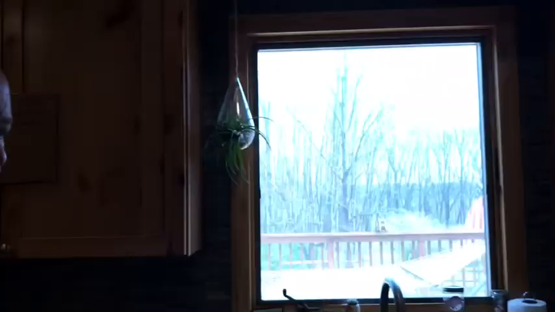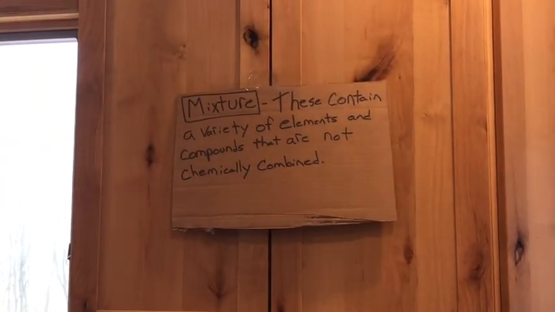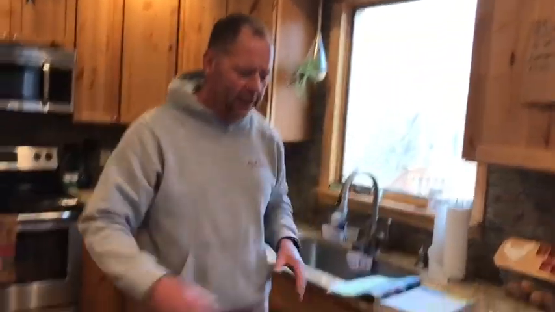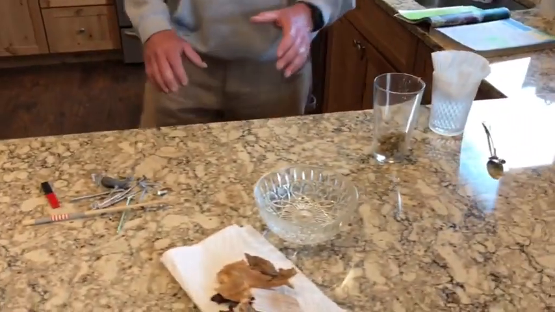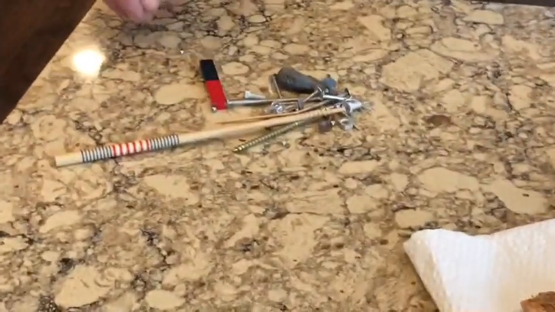And then finally, what we're really going to focus on today is mixtures. And a mixture contains a variety of elements and compounds that are not chemically combined. See, we're not chemically combined. So if you take a look at our counter here, I have several different types of mixtures. Here, I just have some random items that I found around the house and in the garage.